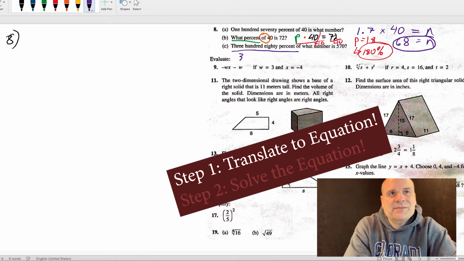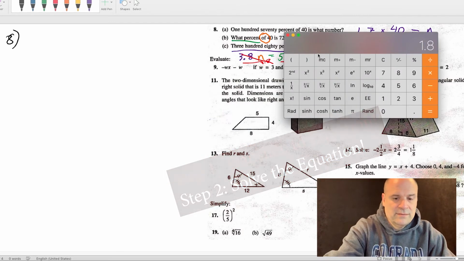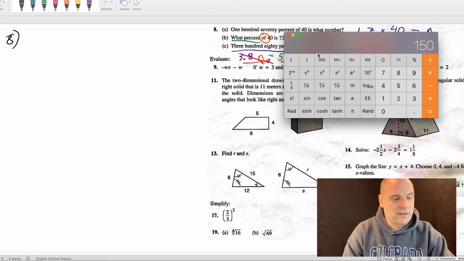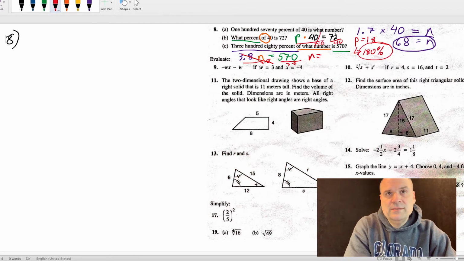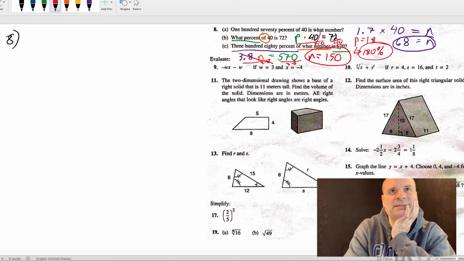Okay, last one, 380%. Okay, well, instead of 380, we're gonna move the decimal over two places, 3.8 of what number? How do you say of what number? Times n, or you could just write it right next to it because that's what multiplication is. 570 equals 570. So how do you get n by itself? You divide by 3.8. So n equals 150. So that's 8C. All right, so this looks a little messy, sorry.